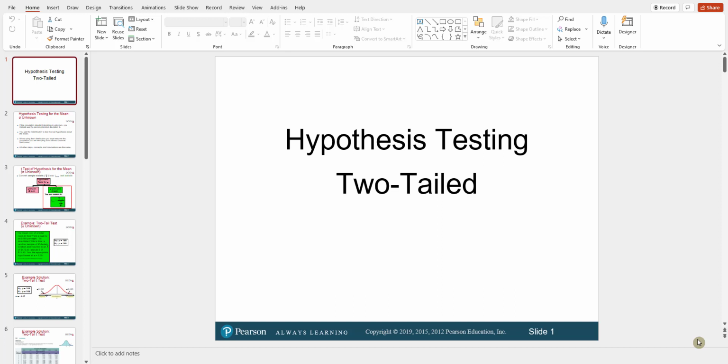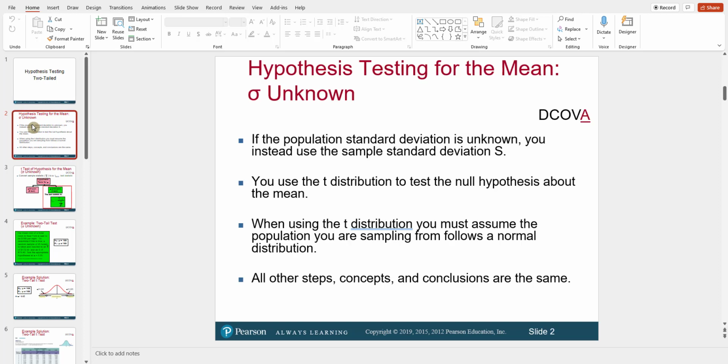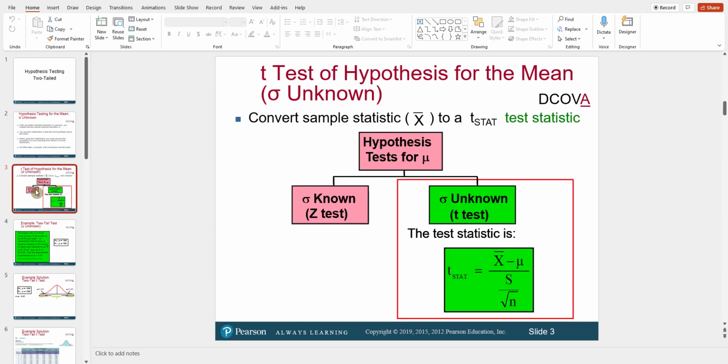In this video, I will discuss a two-tailed hypothesis test. For this hypothesis test, we're going to test about the mean when the population standard deviation is unknown. If the population deviation is unknown, we will use the sample standard deviation, denoted by the letter S. If this is the case, you would now use a t-distribution to test the null hypothesis about the mean. When using the t-distribution, you must assume the population you are sampling from follows a normal distribution. All other steps, concepts, and conclusions are the same.